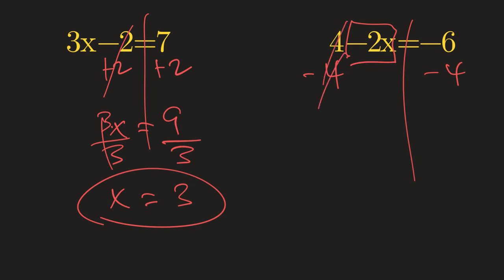Those 4s will go away. Please, please, please make sure that when you get rid of those 4s on the left side, you bring down the negative with the 2x. There's a lot of students that will overlook that because they interpret that as a minus sign. Thank you.